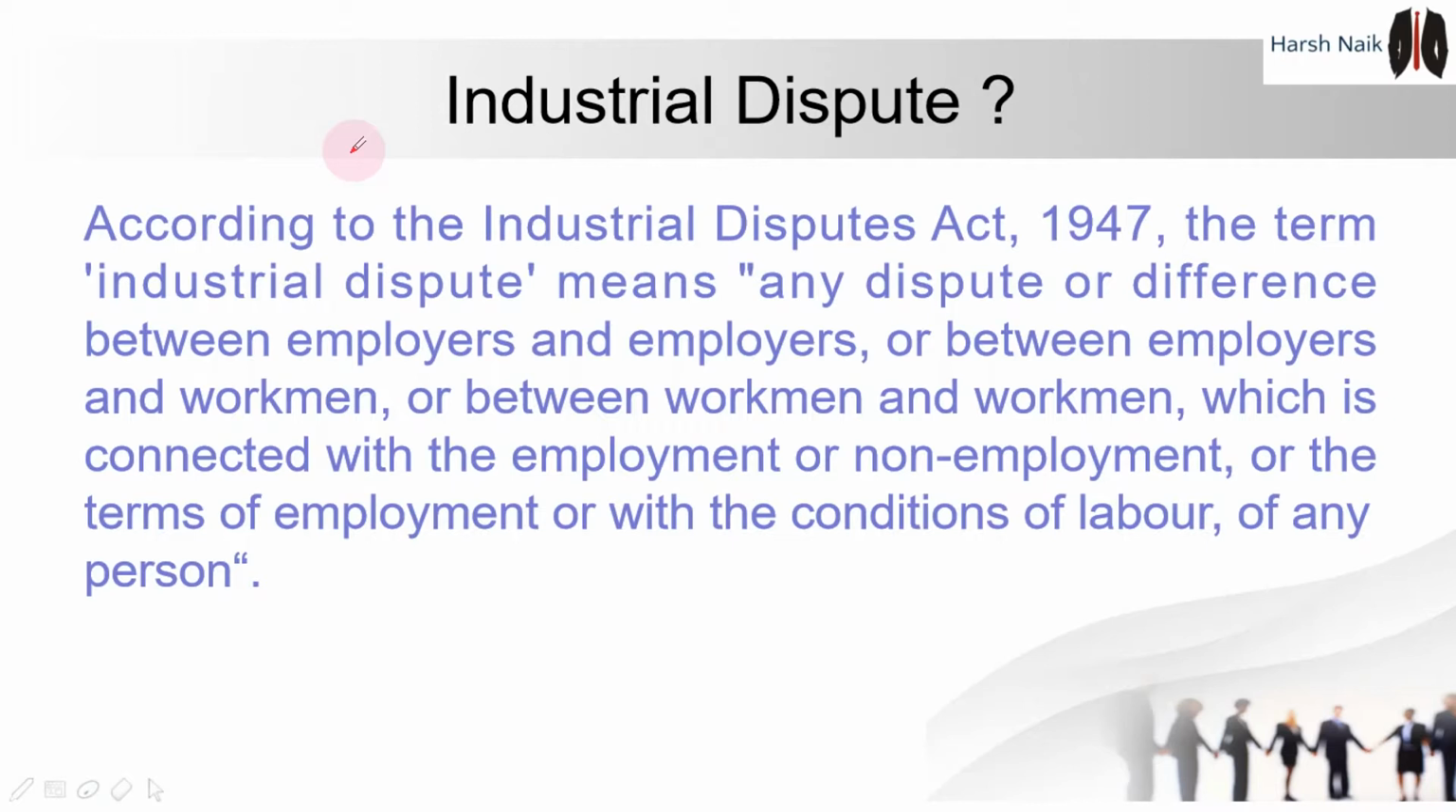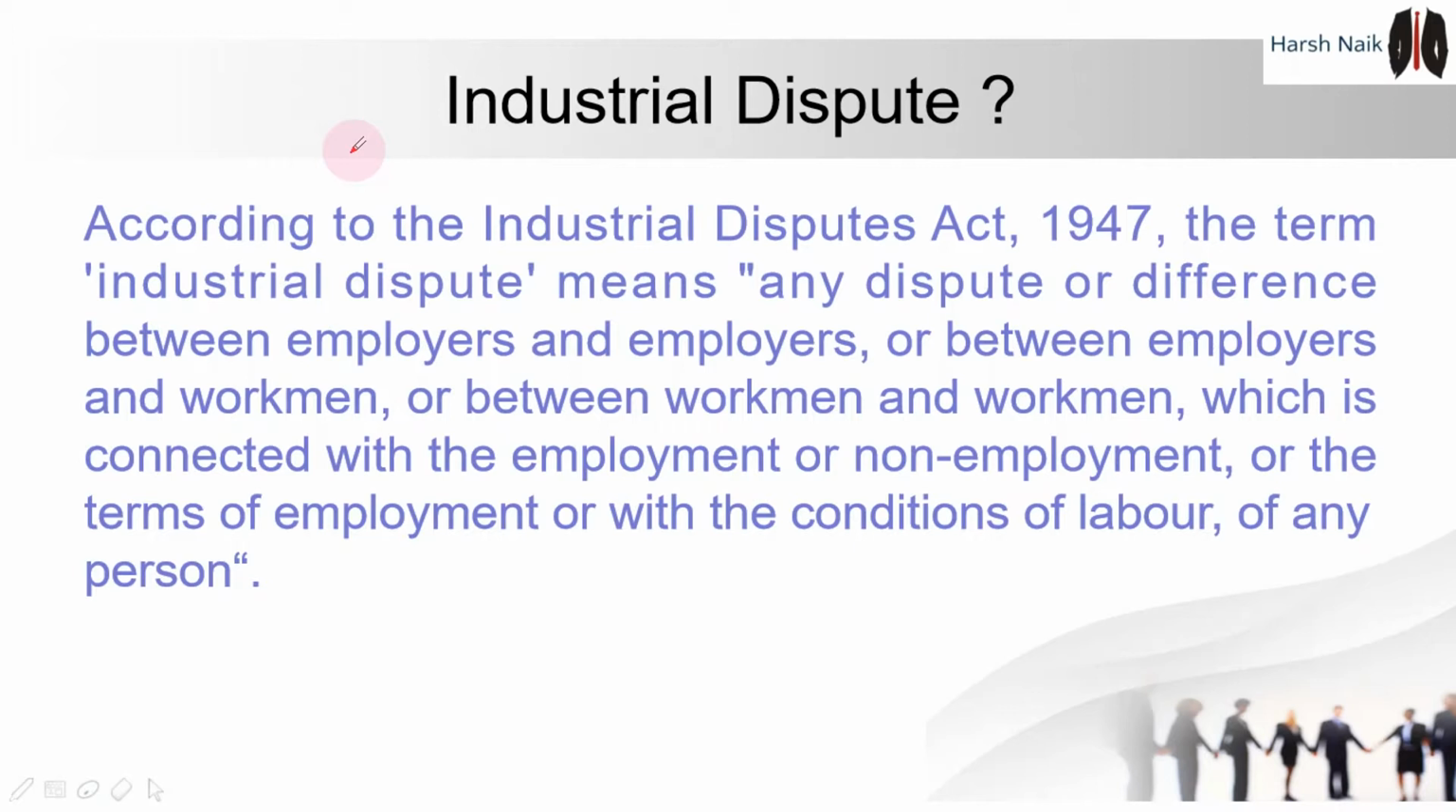Likewise, in industry, when the workers are working and employers are giving wages to those workers, there may be some kind of disagreement on some points from the worker side as well as from the employer side. That is called an industrial dispute. Basically, this term means any dispute or difference between employers and employees, between employers and workmen, or between workmen and workmen. It may be between employee and employee also. That is called an industrial dispute.